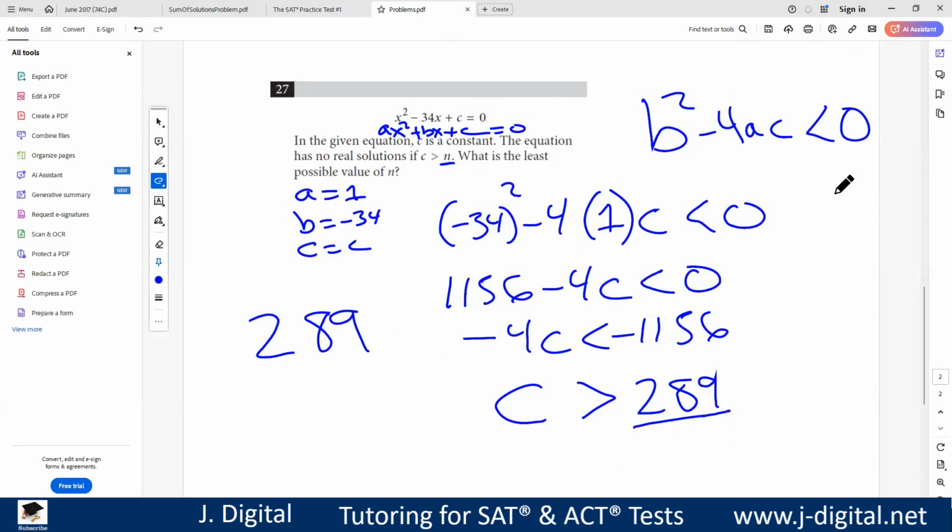All right, so remember, the quadratic, talking about two real solutions, one real solution, no real solutions, you got to use the discriminant. All right, so hopefully now you know how to solve this type of problem.